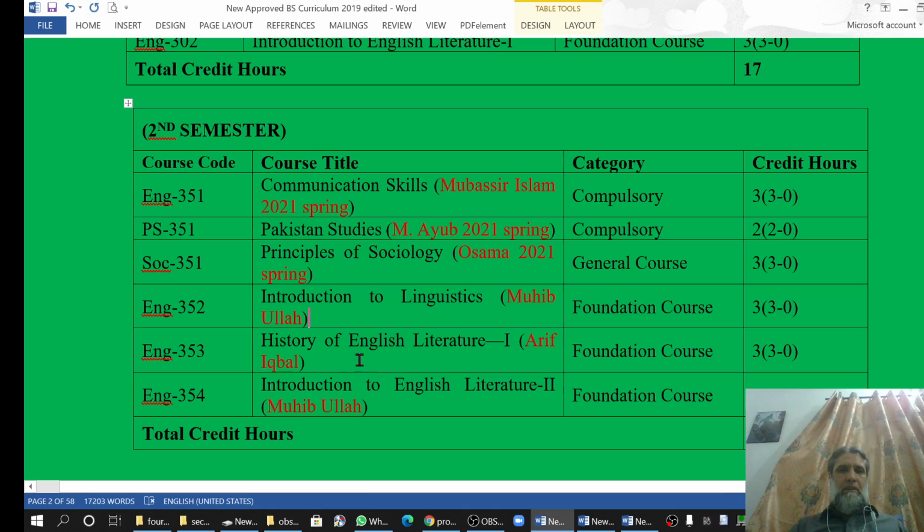Then you have History of English Literature 1. As the name indicates, in History of English Literature 1, you will learn about the history of English literature. For example, how was English literature in the 14th century when Chaucer wrote poetry? How was it in the 15th, 16th century when Spenser wrote poetry? And how was it in the 16th, 17th century, the Shakespearean age, and just coming to the modern age? This will be taught to you by Arif Iqbal Sir.